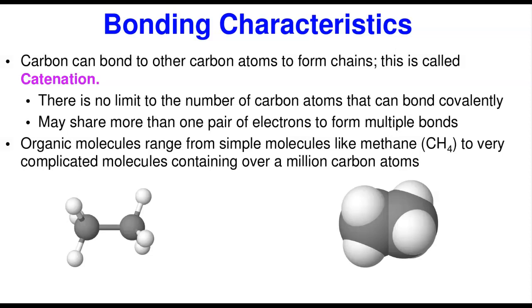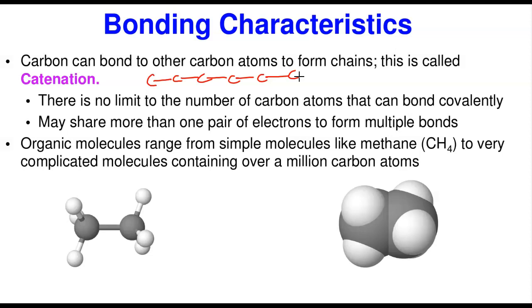What about the bonding characteristics of carbon? What makes carbon so special? Carbon can bond with carbon atoms to form long chains, and this concept is what we call catenation. Carbon can bond with itself to form chains from two carbons to millions and billions, forming large and complex molecules. There's no limit to the number of carbon atoms that can bond covalently.